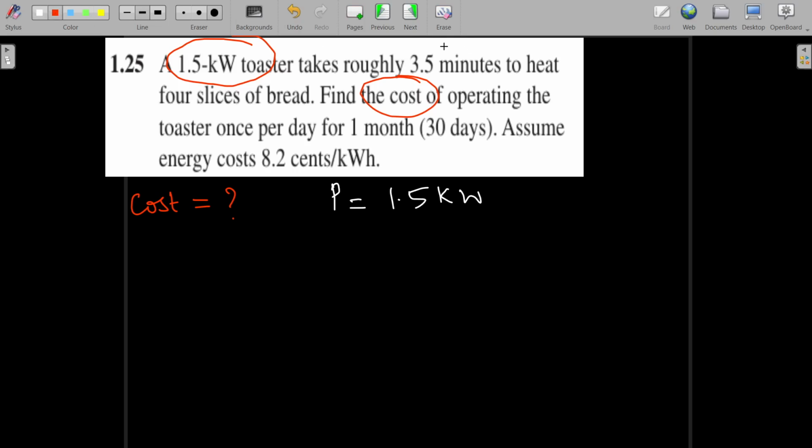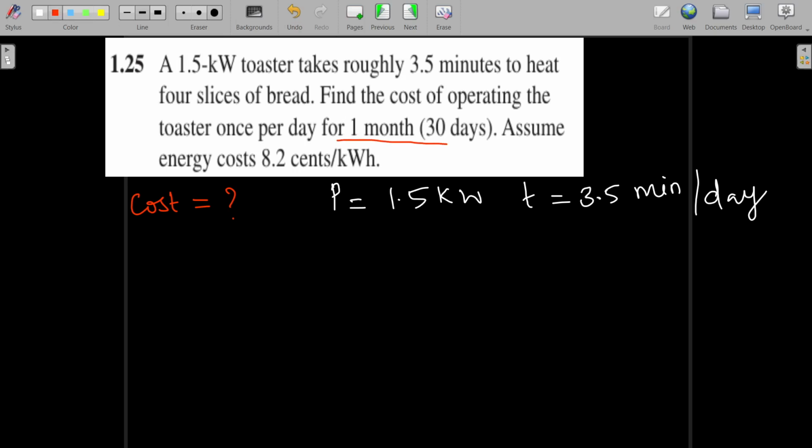That is for operating a toaster for 3.5 minutes. So that is the time, right? So the time T is equal to 3.5 minutes per day actually. So it is being operated for 1 month, then it is 30 days. So the total time is equal to 3.5 minutes per day times 30 days. So how much time? It is 105 minutes, right?